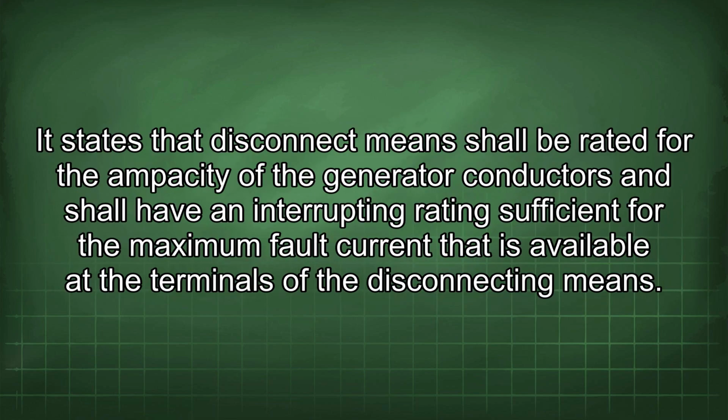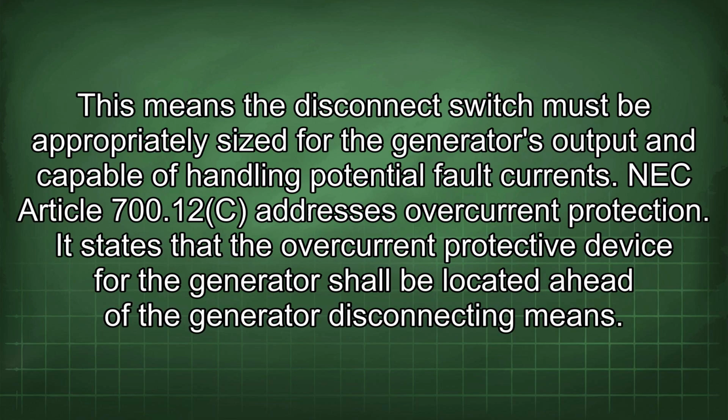It states that disconnect means shall be rated for the ampacity of the generator conductors and shall have an interrupting rating sufficient for the maximum fault current that is available at the terminals of the disconnecting means. This means the disconnect switch must be appropriately sized for the generator's output and capable of handling potential fault currents.